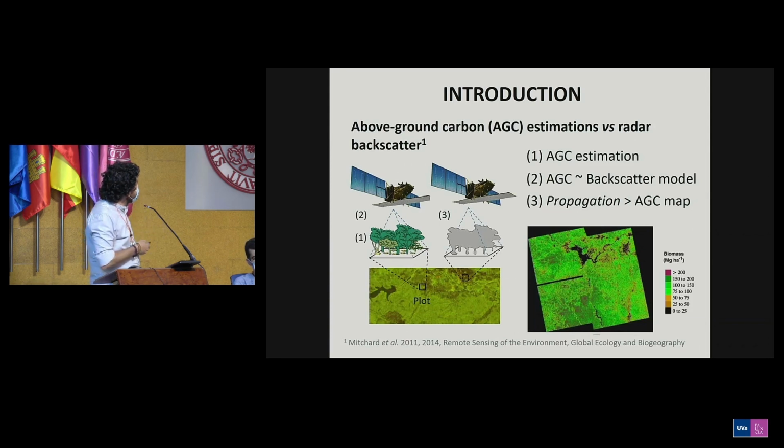In these approaches, we first take biomass values in a forest plot. Then we calculate the carbon accumulated in the vegetation, in the trunks and the branches of the trees, and also in the roots. We make some regressions between the backscatter, that is the return signal of the radar, and this biomass, and using this regression, we propagate the model to the area in which we don't have biomass data to construct carbon maps.